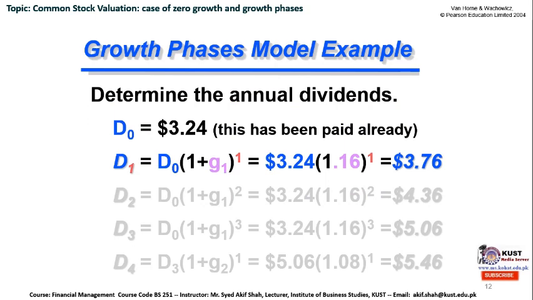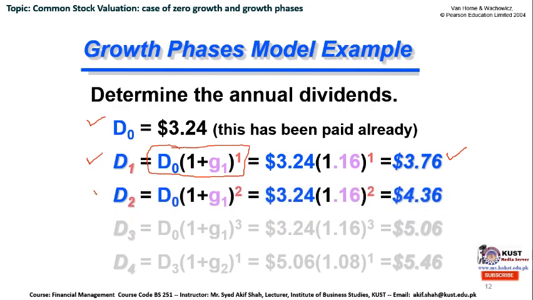So let's do it. D0 was $3.24 as mentioned in the question. In order to calculate D1, we have to use this formula: D0 multiplied by (1 plus G1) raised to the power 1. Therefore, the value for D1 is 3.76. It means that the current dividend of $3.24 will grow at the rate of 16%. Therefore, the next year dividend will be $3.76.